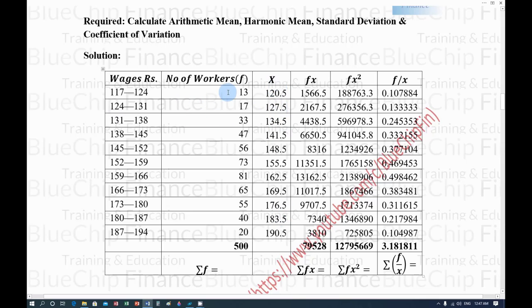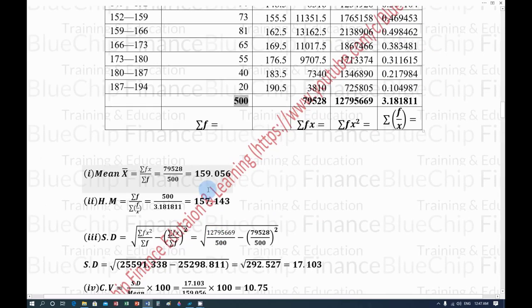There is no need to calculate class boundaries because we are not asked to calculate median, mode, quartile, decile, or percentile. The next important thing is to calculate the product of f and x. Simply multiply these two values one by one and take the sum. The sum is 79528. So 79528 divided by the sum of f, that is 500, and your arithmetic mean will be equal to 159.056.